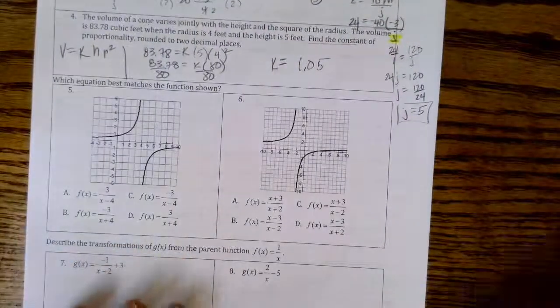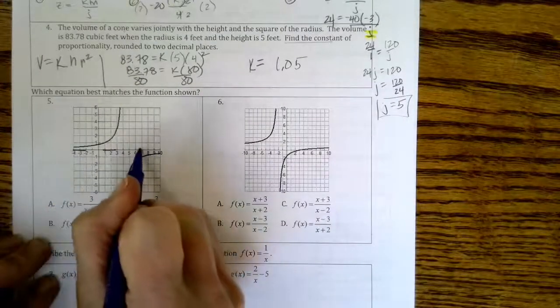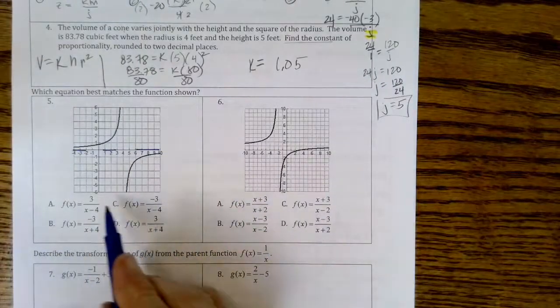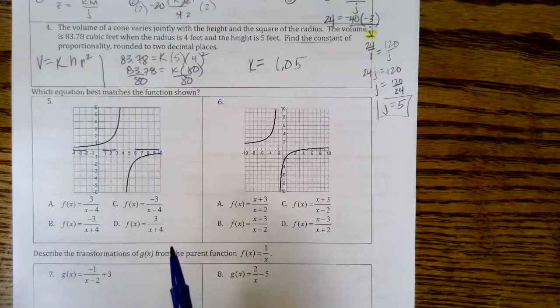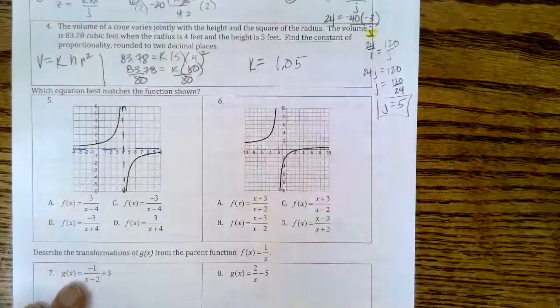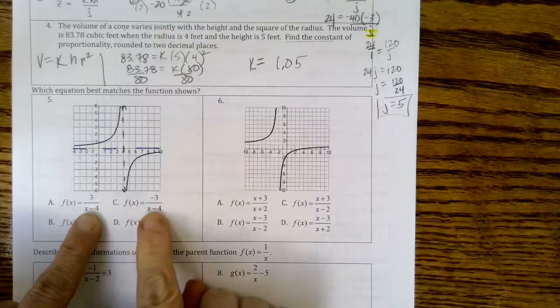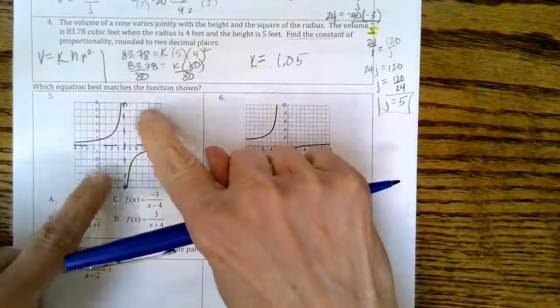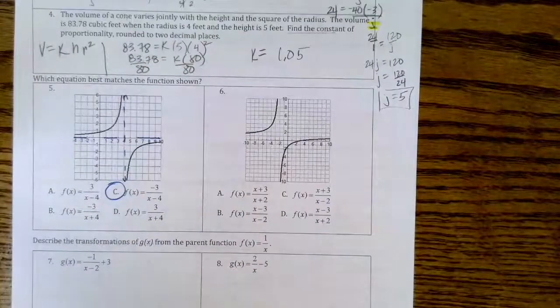Okay, number 5, which equation best matches the function? Looks like I have a horizontal asymptote here at 0, and that makes sense because I have more x's in my denominator than in my numerator. My graph looks like it was shifted 4 in the positive direction, so that makes sense to me to have an x minus 4. And now I have to determine, is it in the positive quadrants? So where does it sit? This looks like a reflection graph to me.